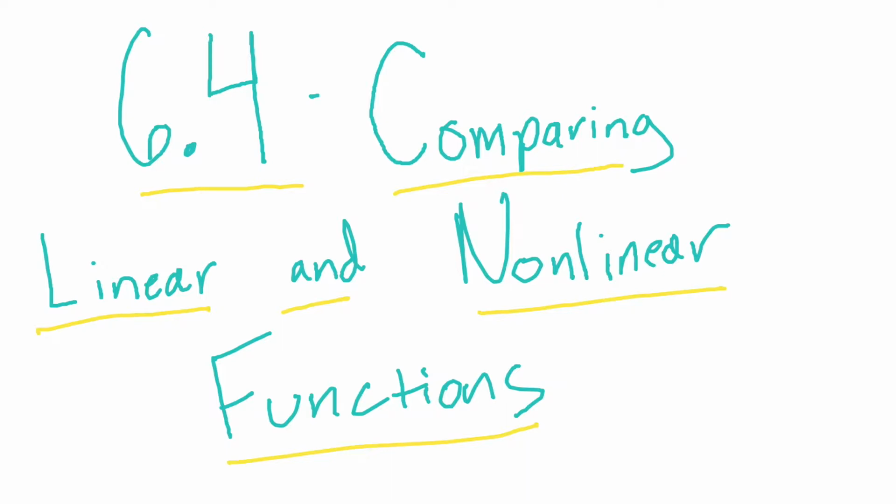Today we're going to be talking about Chapter 6, Section 4, comparing linear and nonlinear functions. We've been doing a lot of work with comparing linear functions up to now, but now we're also going to talk about nonlinear functions and how they compare to linear functions. As you can guess, linear functions create a line, whereas nonlinear functions don't create a straight line. Alright, let's go.